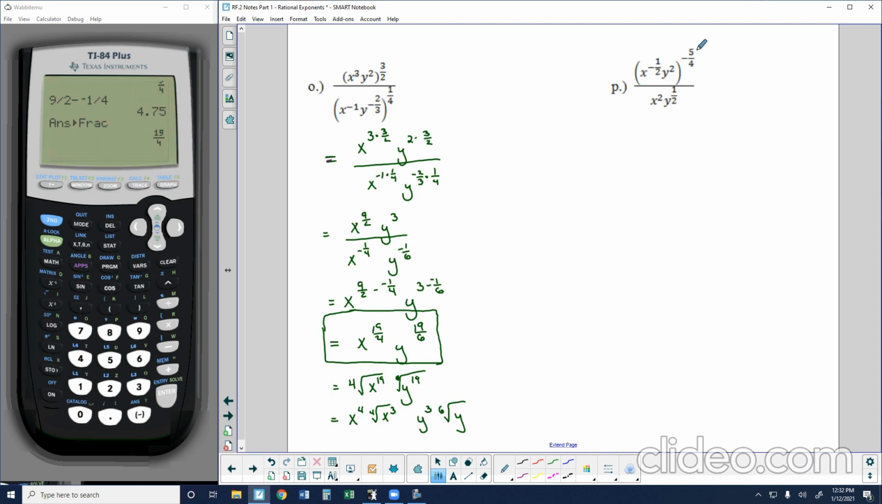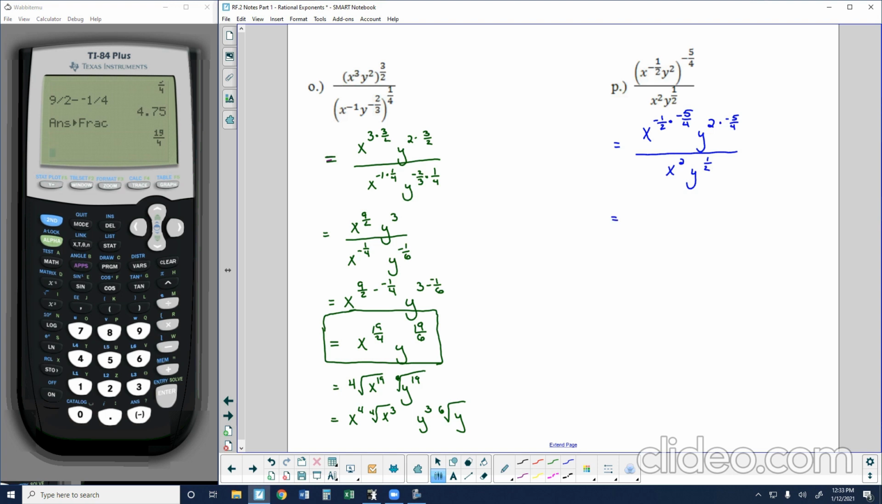So here, I'm going to go ahead and essentially evaluate the power first, distributing that power to everything inside the parentheses in the numerator. So only the numerator is taken to the negative 5/4 power. So this would be the same as x to the negative 1/2 times negative 5/4, y squared, or it's y to the 2nd times negative 5/4. And all of this would still be over x to the 2nd, y to the 1/2. So that negative 5/4 is only distributed to the numerator. As the numerator is in parentheses, that negative 5/4 pertains to only those terms.